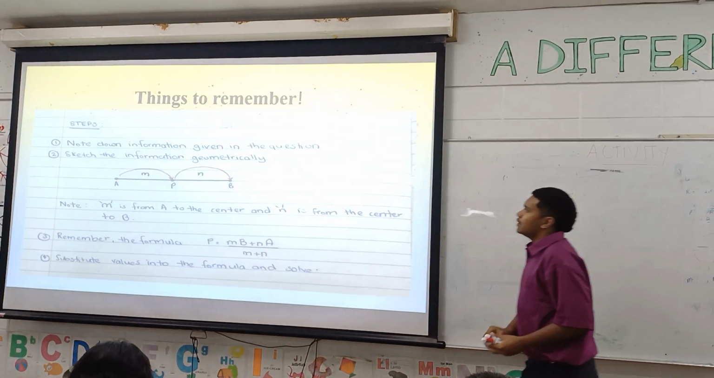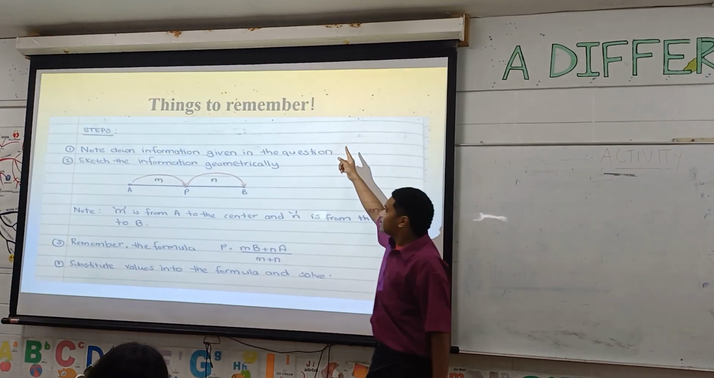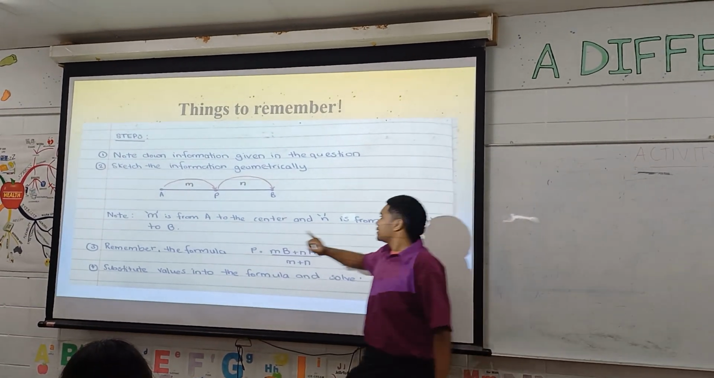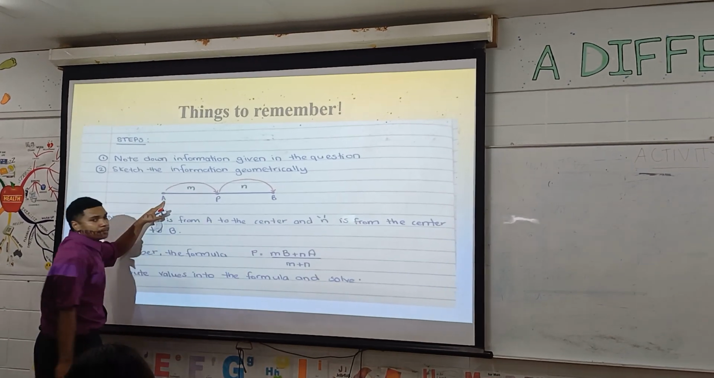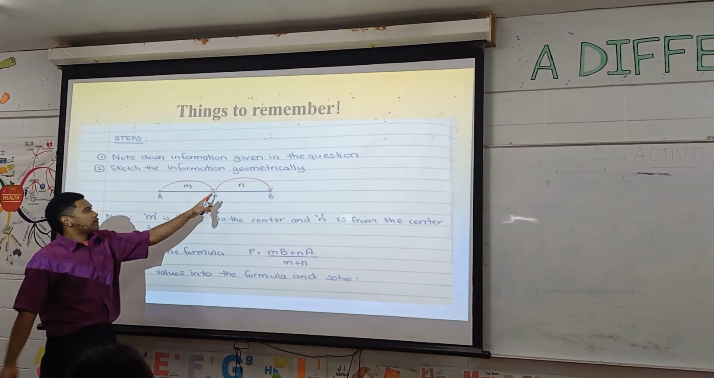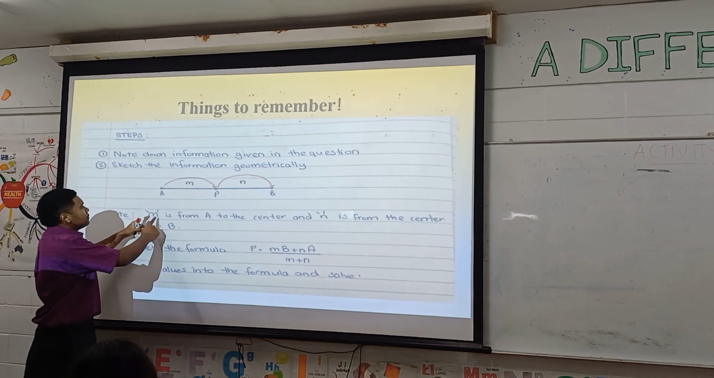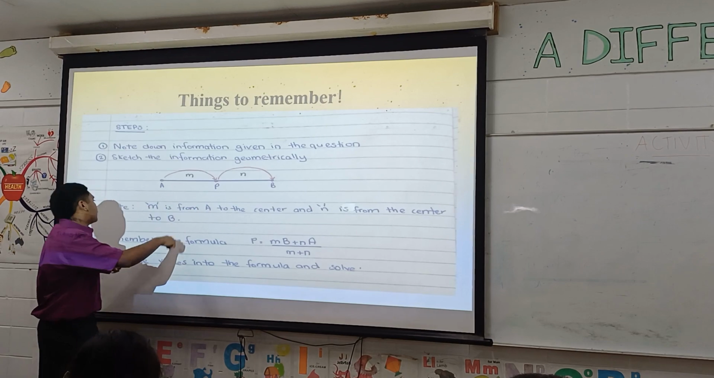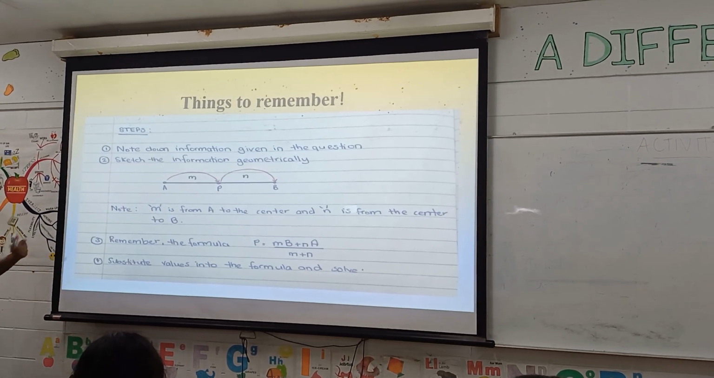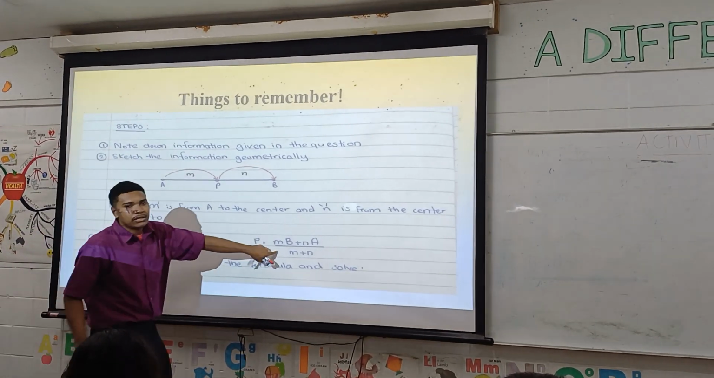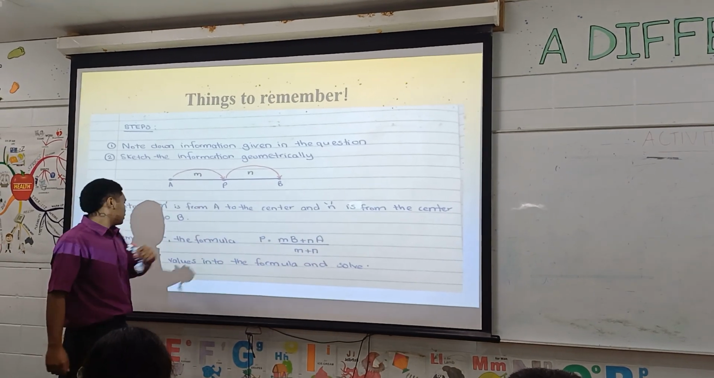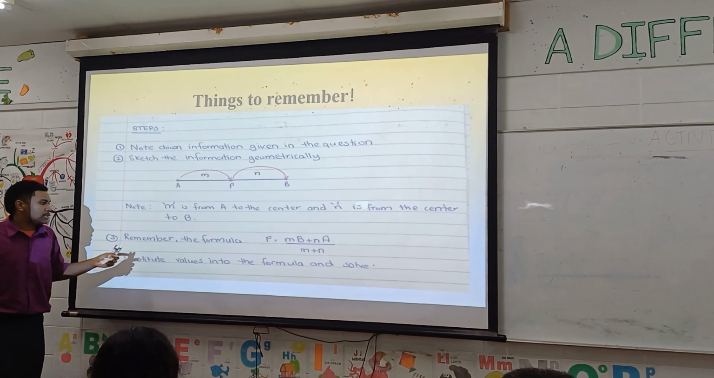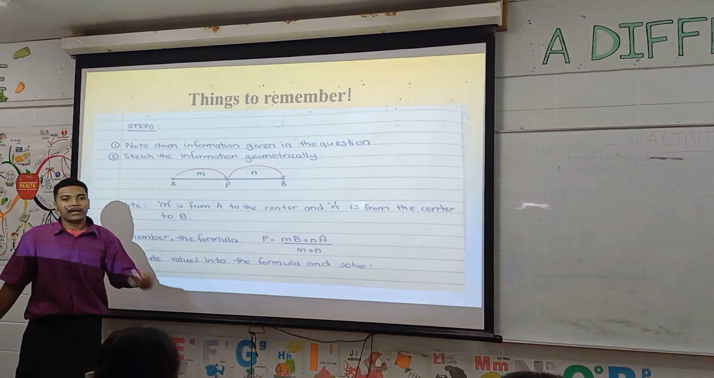Basically, you note down the information given in the question. Second step, sketch the information geometrically and note that M is from A to the center and N is from B to the center. Then third one, remember the formula. This formula is important. I will not give it to you in the test. Make sure you know that. And final step number 4, substitute values into the formula and solve.